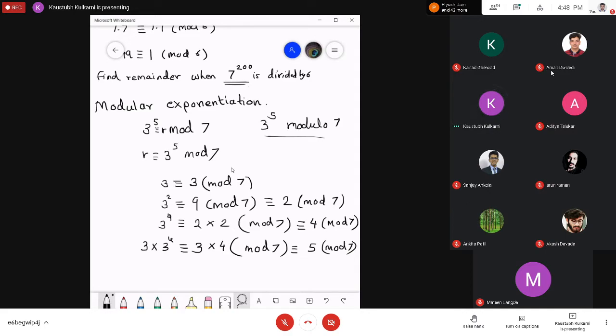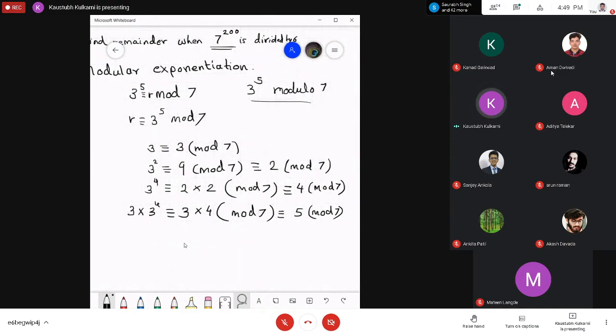So still, 3 raised to 5 is also possible to be calculated in your calculator or in your head. 3 raised to 5 is 243, and 243 you can actually divide by 7 and find the remainder. But in all these 4 steps, we never divided such a large number by 7. We did not divide 243 directly by 7. We divided 9 by 7, remainder was 2. Then we divided 4 by 7. You see the numbers that we perform the division with are very small, 12 divided by 7 and so on. And it is true for even larger powers.